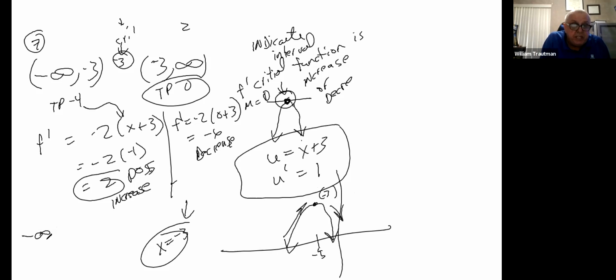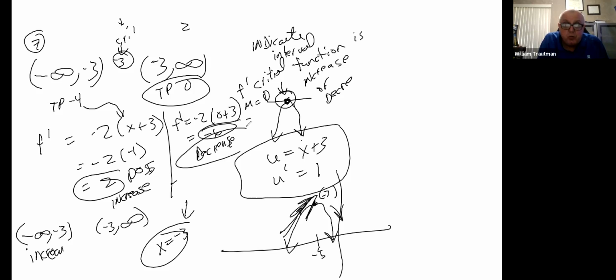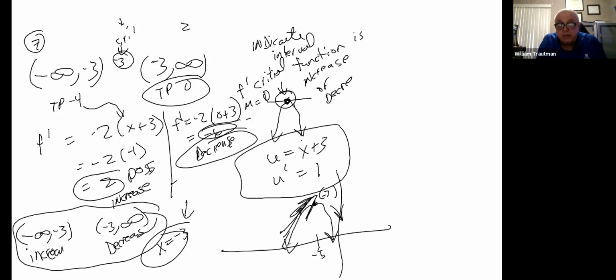So from negative infinity to negative 3, this function is increasing. It's a positive. Increasing means a positive slope. And then from negative 3 to infinity, we get a negative slope. That means it's a decreasing function. And you can look at it just from the picture. Increasing, that's a positive slope, and it's decreasing from negative 3 to infinity, the other one. All right, I'm glad I did that one because the answer key is wrong. Hope that doesn't confuse anybody.